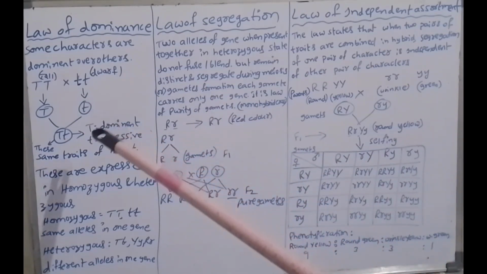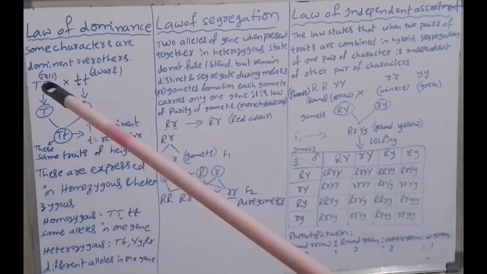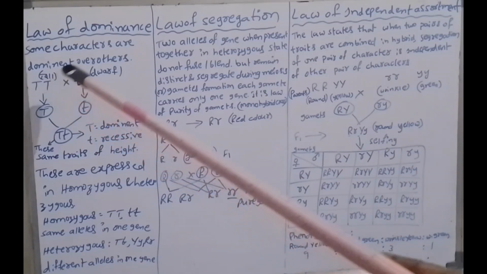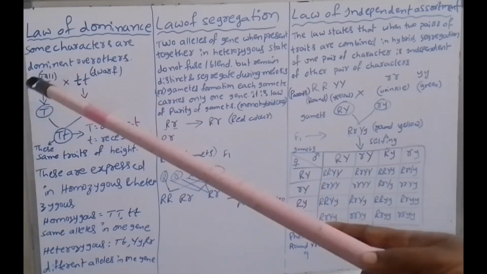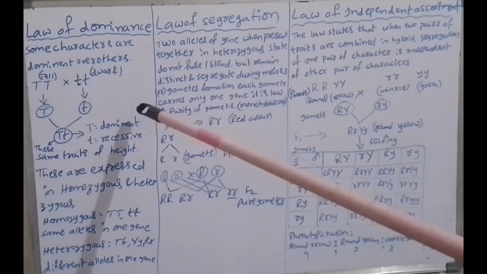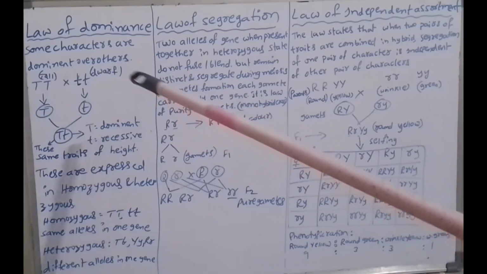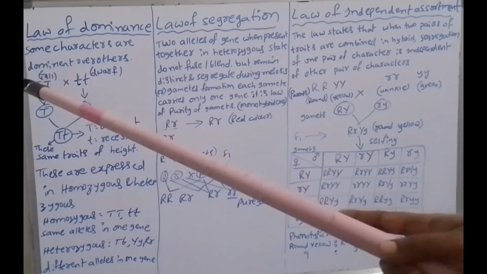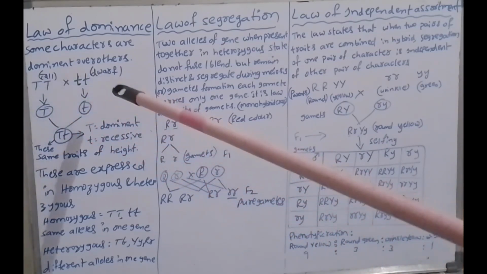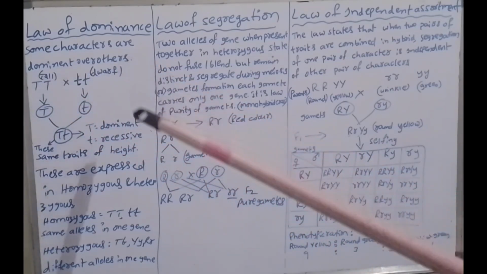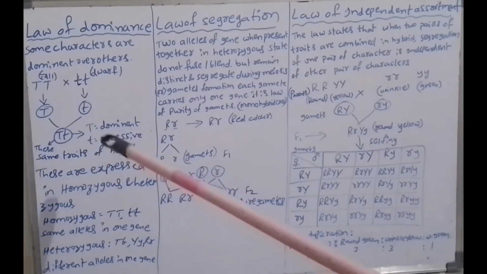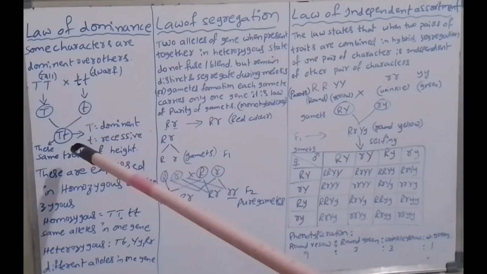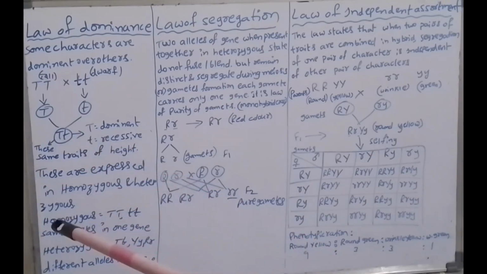See here, crossing: when we cross capital T and small t, capital T means tall plant, small t means dwarf plant. When we cross small t with capital T, a heterozygous plant is produced. So what do homozygous and heterozygous mean?